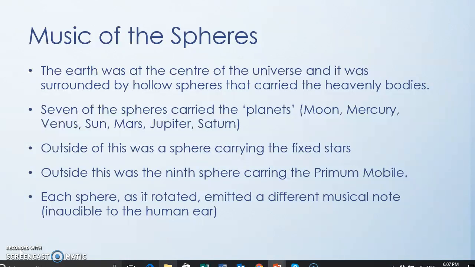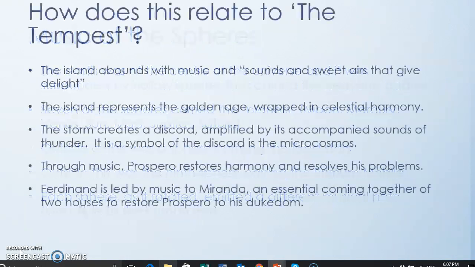So the earth is at the centre of the universe and it's surrounded by hollow spheres that carry the heavenly bodies. 7 of the spheres carry the planets: Moon, Mercury, Venus, Sun, Mars, Jupiter, and Saturn. And outside of this is another sphere that carries the fixed stars. And outside this is a 9th sphere carrying the primum mobile. Each sphere, as it is rotated, emits a different musical note, which is inaudible to the human ear. And this was the belief of the Elizabethan times.